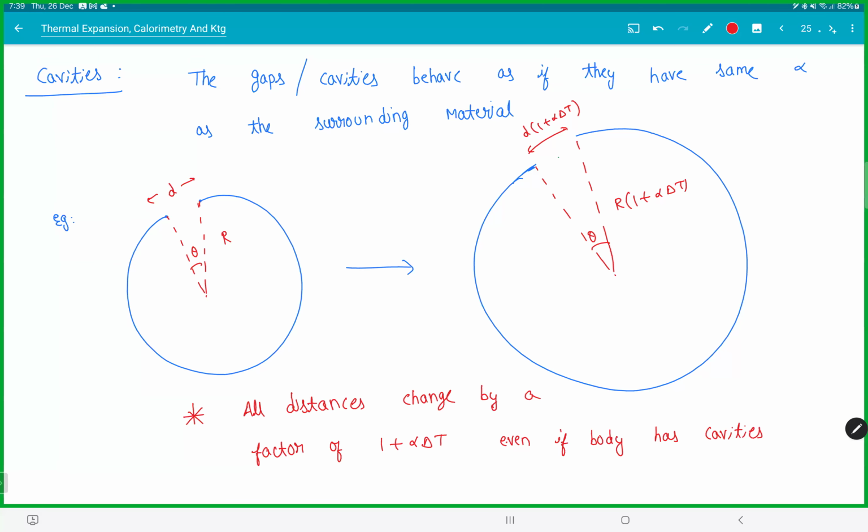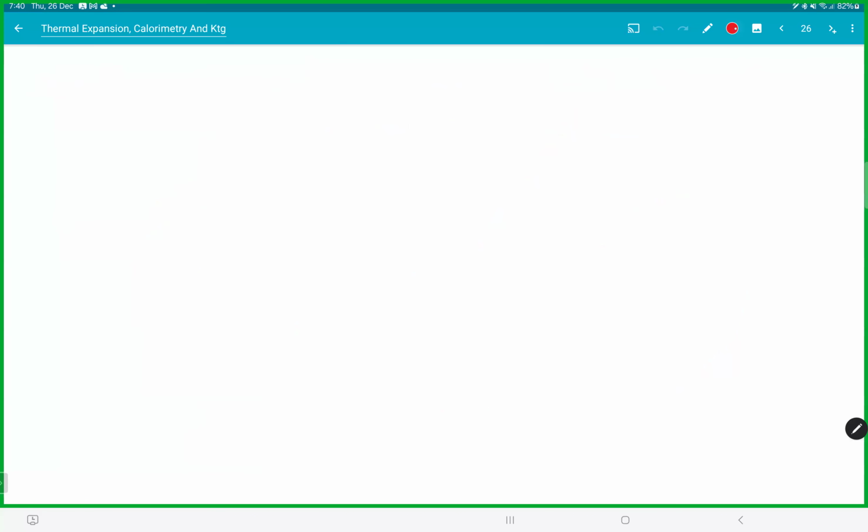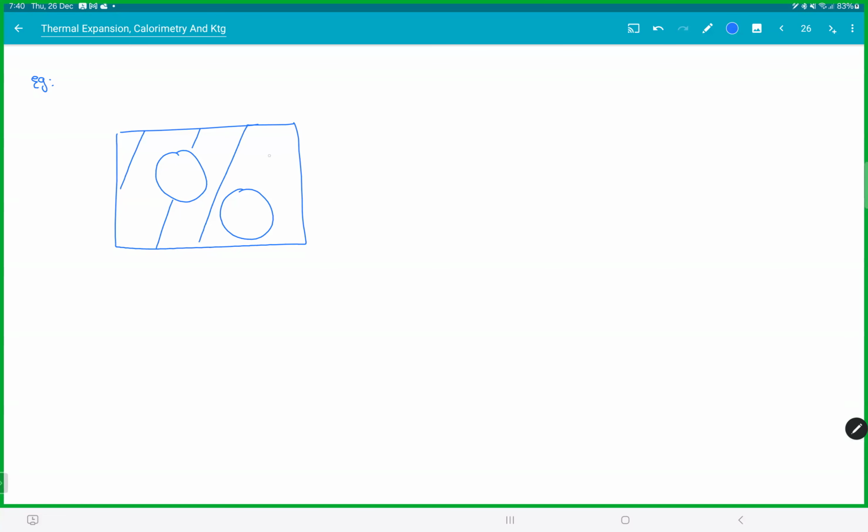Now, look at one more example. Let's say we have taken a sheet. We have a gap and we have a gap. This is A, this is B, this is C, and this is D. Now, when I increase the temperature, what will happen to the distance between B and C? If I increase the temperature, what happens to the distance BC?